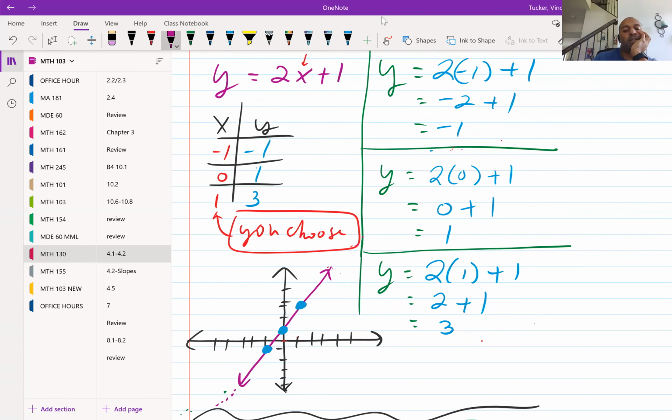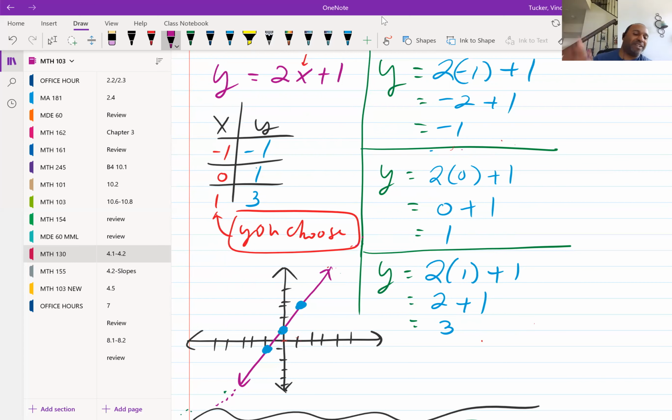Any questions on the line? One and up 3, right? Oh yeah, I see my line. You make it look so easy up here, but when I go to look at it, it's gone. I see my line. Yeah, I see it.